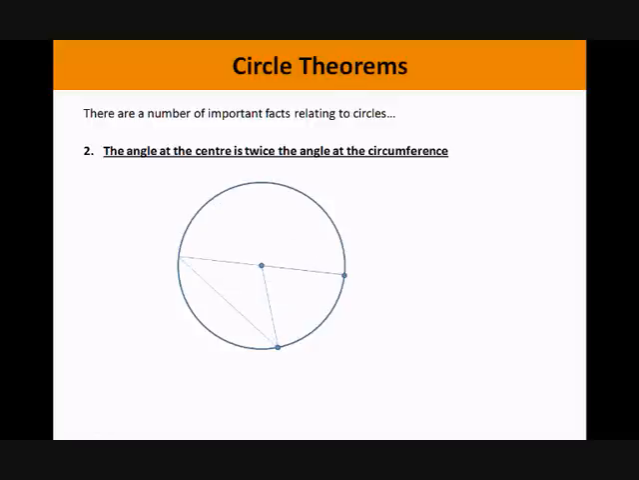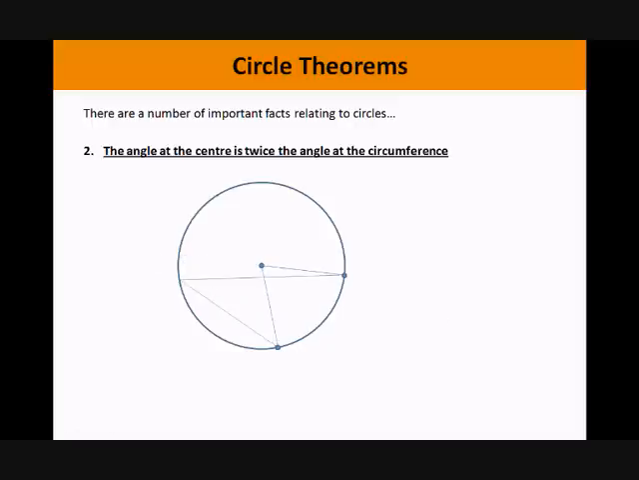And that can appear in several different forms. For example, here, it looks a bit different, but it's the same basic rule, because you've got 2 points on the edge, an angle at the center, and from the same 2 points, an angle at the circumference. So that angle in the middle will still be twice as big as the angle at the edge.